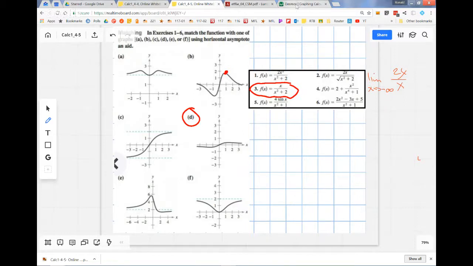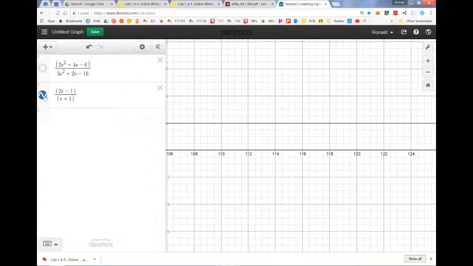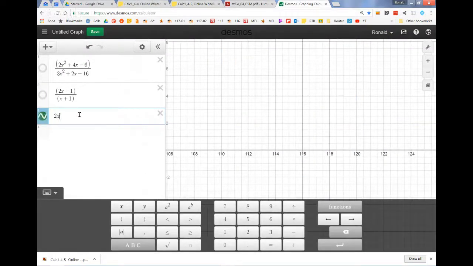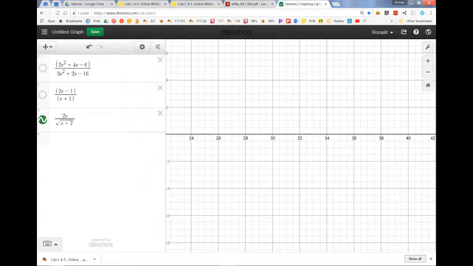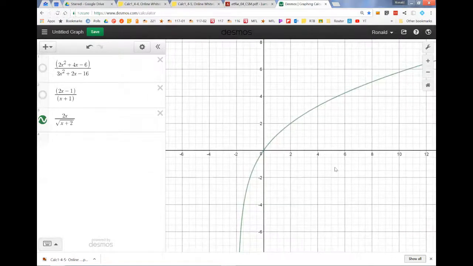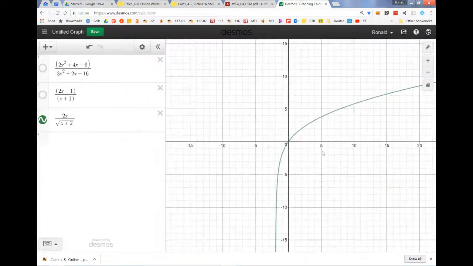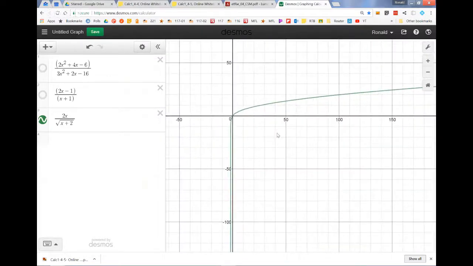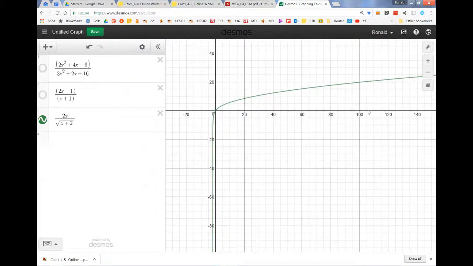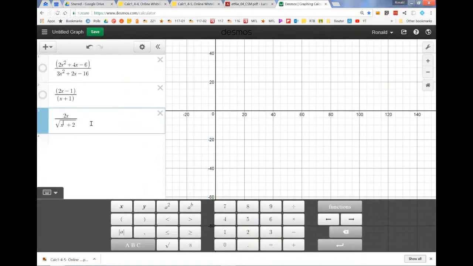Let's take a look at what that looks like. 2x over the square root of x plus 2. Got to come back to reality here. Okay, so you see what's happening there. Boy, what did I do? Oh, that's supposed to be x squared plus 2. There we go.